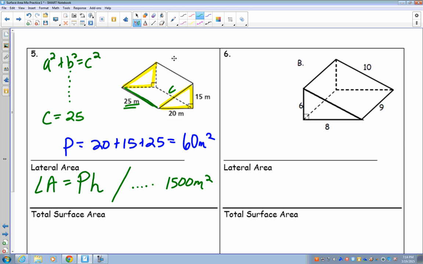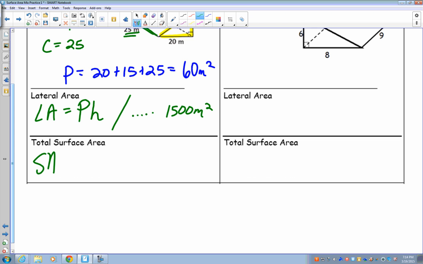And for the total surface area, that is taking the lateral area plus the bases. If you work that out, you should get 1,800 meters square. Make sure you show your work. No work, no credit. Make sure you show your formulas as well.